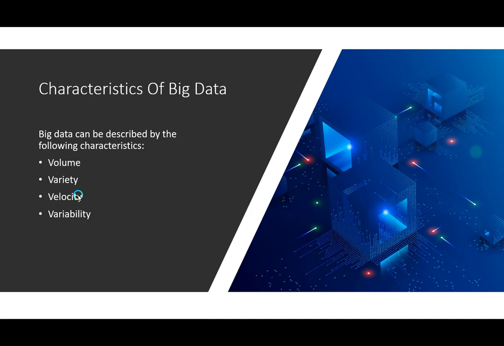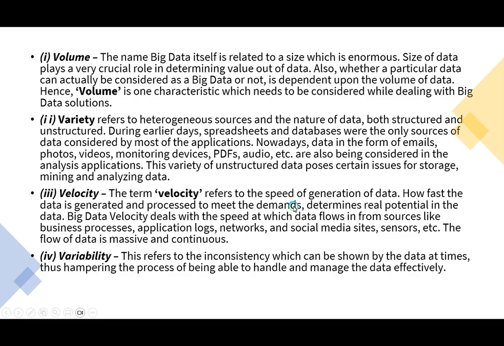Then velocity. Velocity means the time it takes for us to generate this data. For example, social media data sets are generated in large amounts every second. Then variability is the different data sets that we have, for example videos, images, text, and all that. Yeah, so you can see here from this explanation.